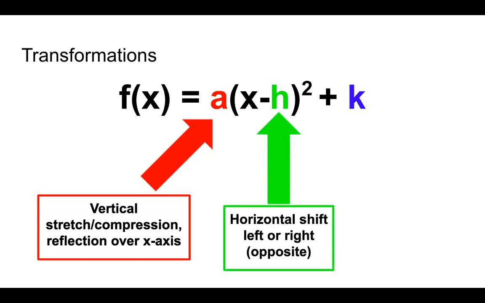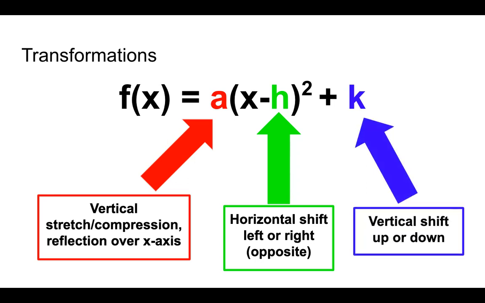The h gives us a horizontal shift, left or right. You may have already noticed this, but it is actually opposite from what it looks like. The k is a vertical shift up or down. This is a really important slide to come back to, so you may want to refer back to this as you complete your assignments.